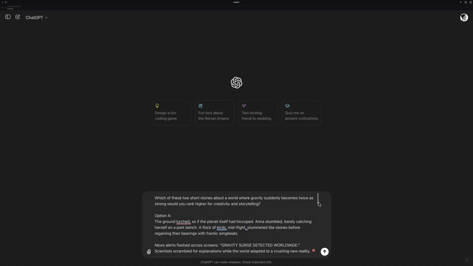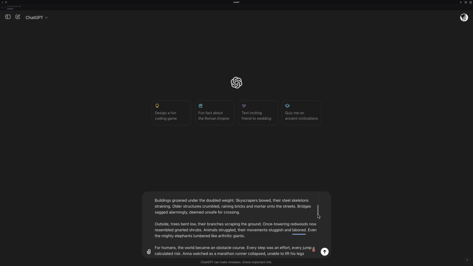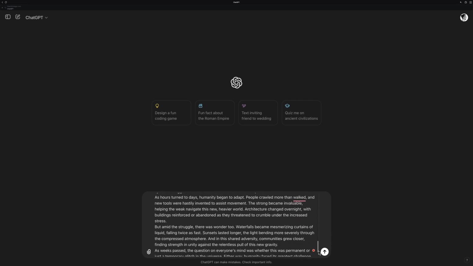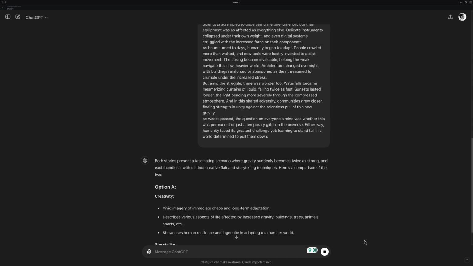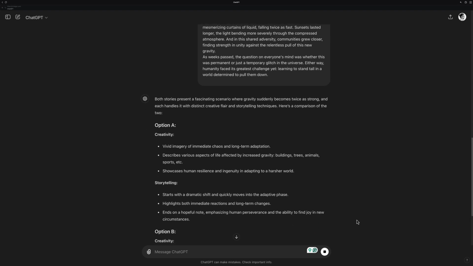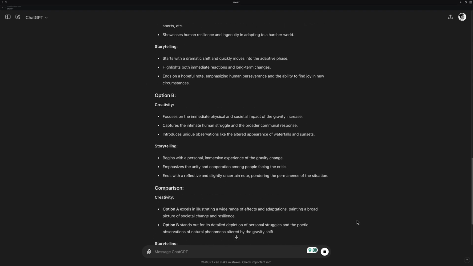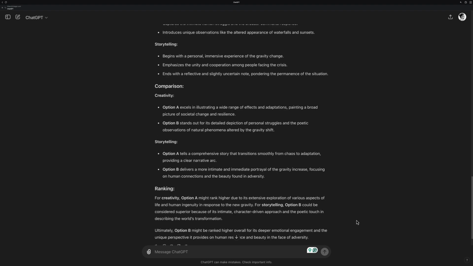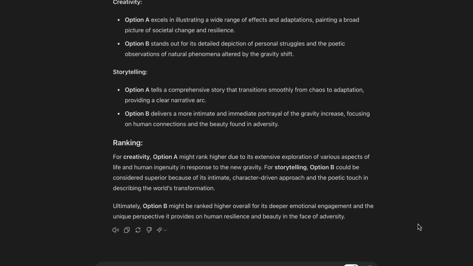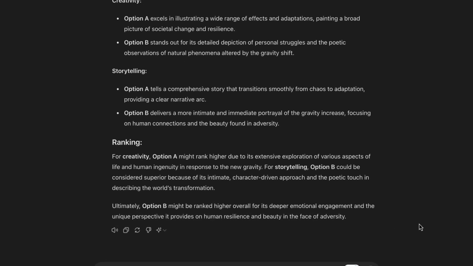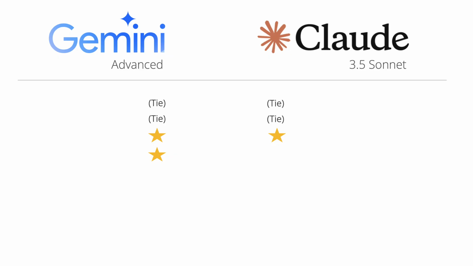Now, if you ask me, that would be a tie, but let's ask our impartial judge here which one would be the best. So I'm asking ChatGPT to rank these two stories based on creativity and storytelling. It's giving us an analysis here of strengths and weaknesses, I guess. And it said our option A is better for creativity and B for storytelling, and then ultimately it picked option B. So, okay, I'll give this one to Claude.